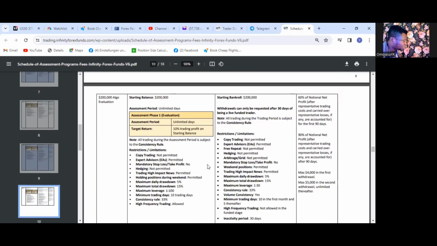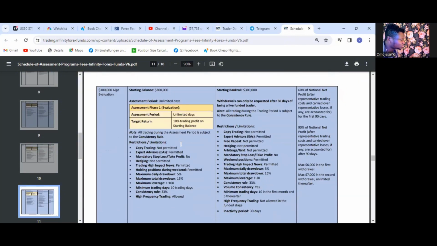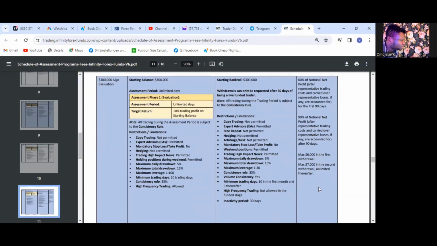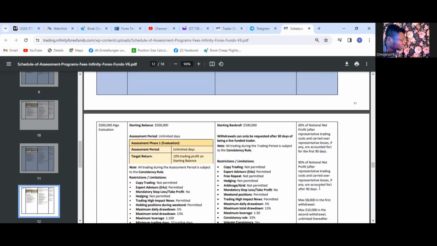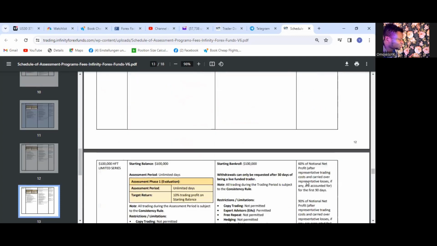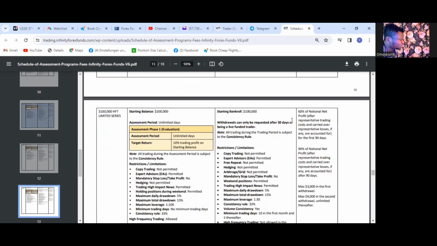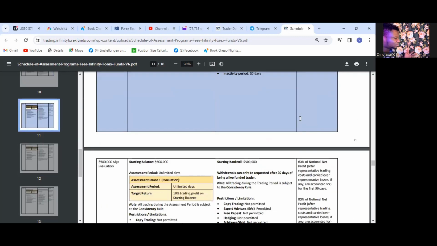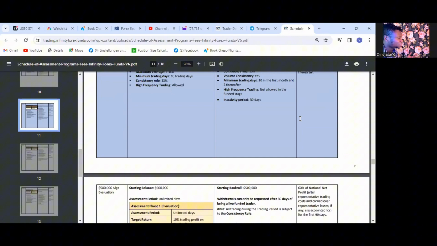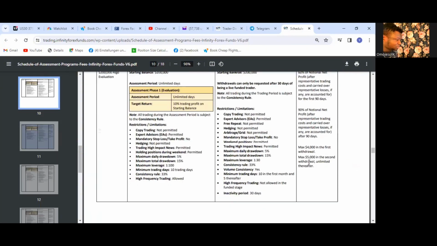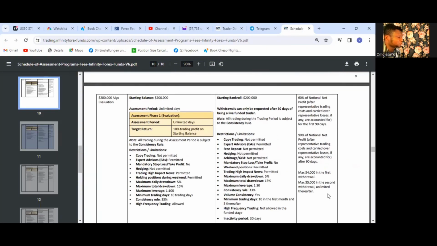The same thing applies to 200,000, 300,000, 500,000, and then 1 million. So this is the rule I wanted to read out to you all. Now I'm going to dive straight to the whiteboard to explain and break everything down for us.